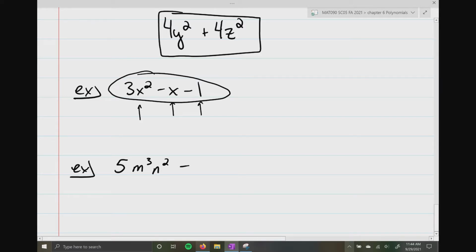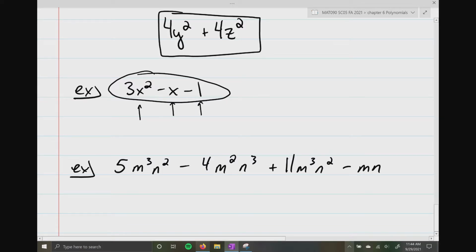5m to the third, n to the second, minus 4, m to the second, n to the third, plus 5. Let's do another number. We'll do 11 m to the third, n to the second, minus mn. This is the only way I can make it harder, by giving you more complex terms for the polynomial. But you know the rules for combining like terms.